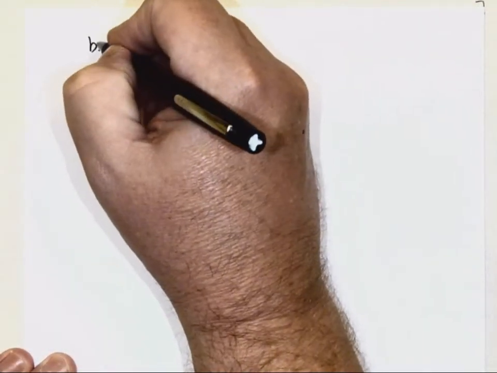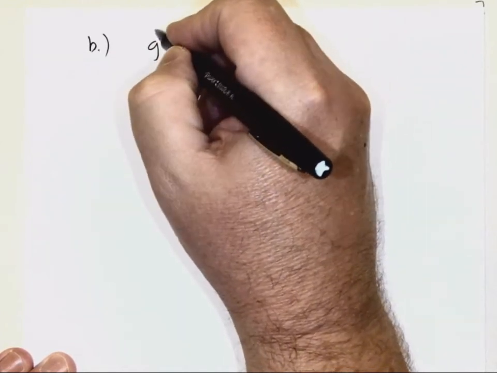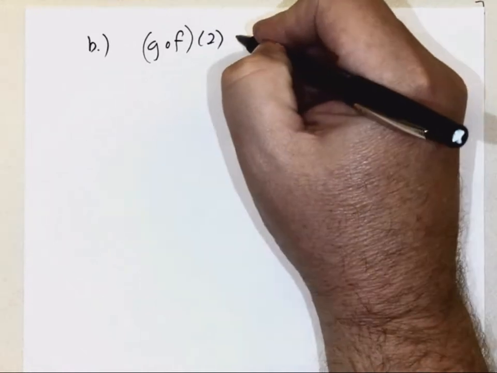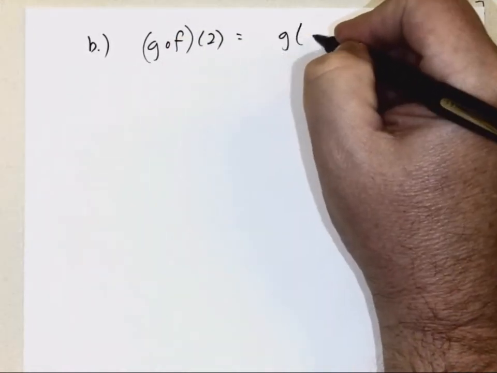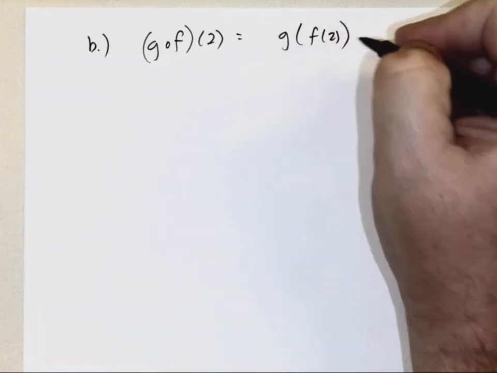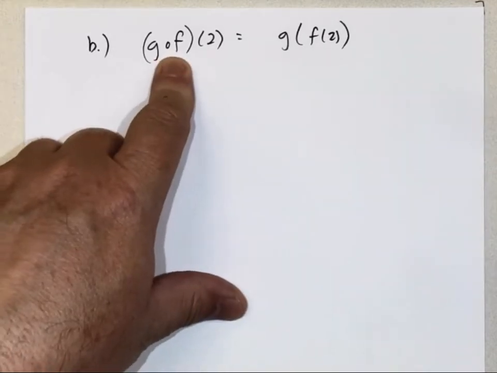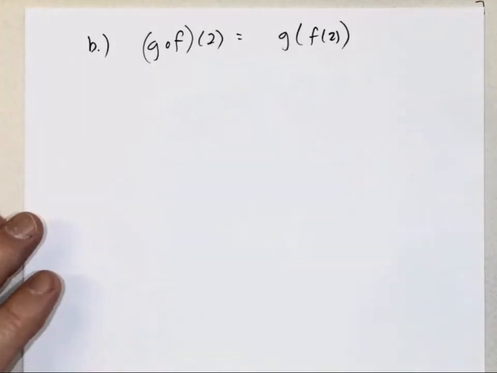So for part B, they ask for g composite f of 2. Once again, first thing you always do, at least I do it, I rewrite this as just functions. So this can be written as g of f of 2, just because I understand function notation, and this composite function is a little bit new. So just to be safe, why not just write it out as function notation?